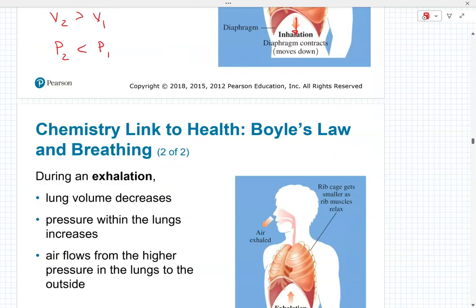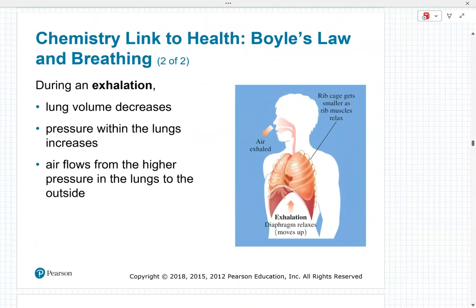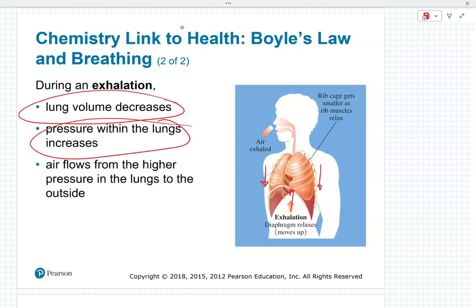And exhalation, which is a passive process, you basically relax all those muscles. Your diaphragm goes up, your rib cage goes down and inward, okay? The volume decreases, the pressure increases. Okay? Reasonable? Awesome.